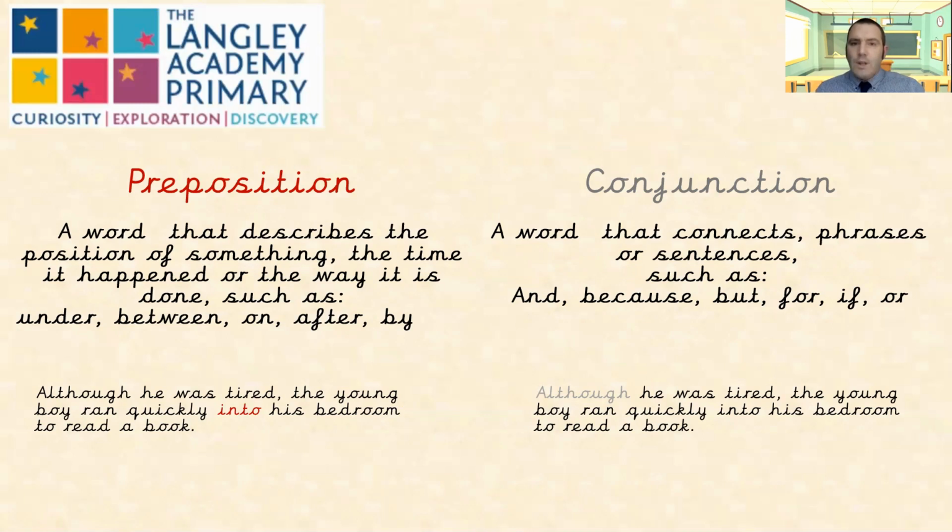Conjunction. So it's a word that connects phrases or sentences, such as and, because, but, for, if, or. So in our sentence here, we've got it in grey, very first word. Although he was tired, the young boy ran quickly into his bedroom to read a book.